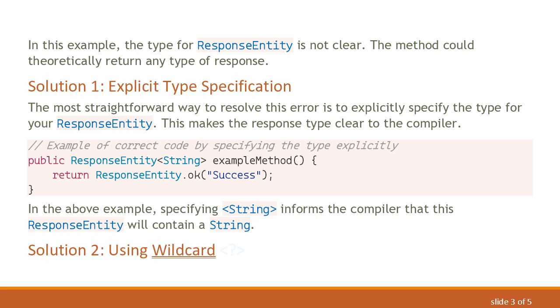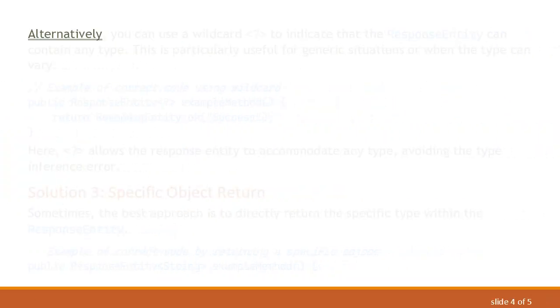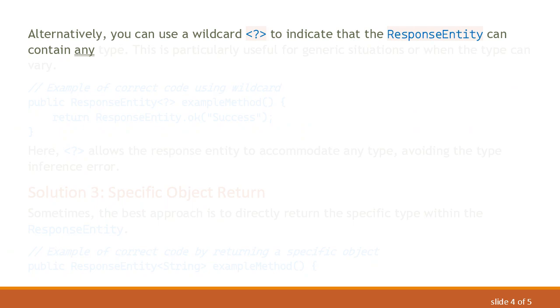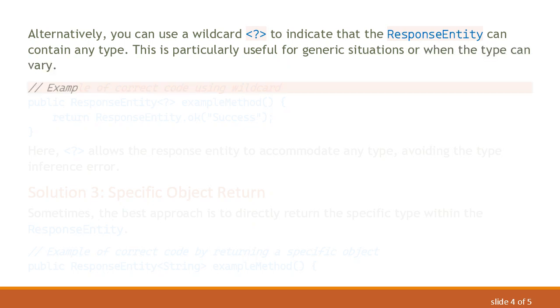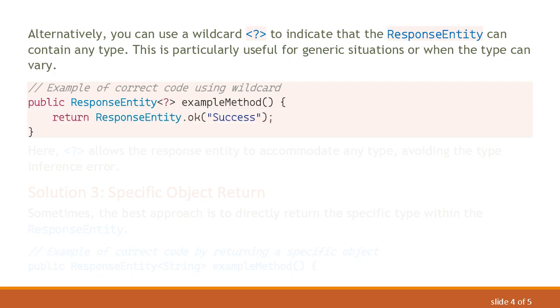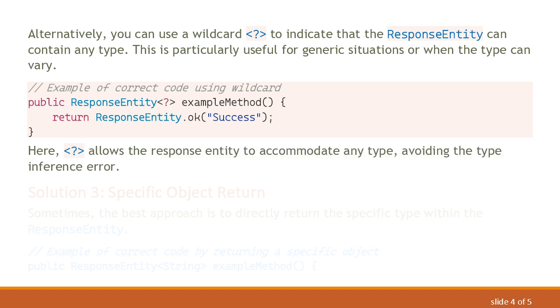Solution 2. Using wildcard. Alternatively, you can use a wildcard to indicate that the response entity can contain any type. This is particularly useful for generic situations or when the type can vary. Here, the wildcard allows the response entity to accommodate any type, avoiding the type inference error.